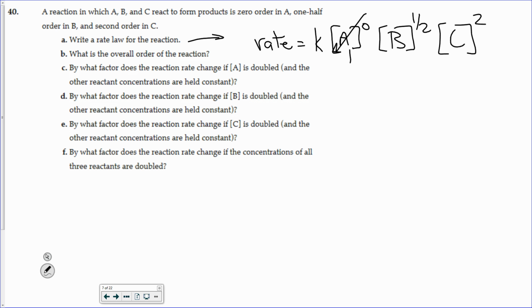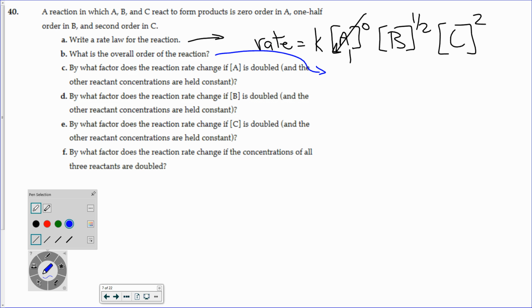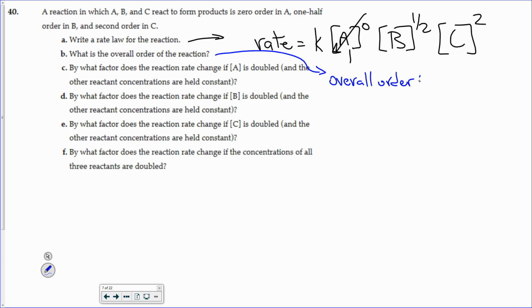Okay, so it wants to know what is the overall order of the reaction. So let's just work on answering some of these things. So on B, what is the overall order of the reaction? Well, we sum together all of the different terms. So it would be 0 plus 1/2 plus 2. So it'd be 2 1/2 order overall. All right. C says, and the parts below are the ones that I want us to play with a little bit.